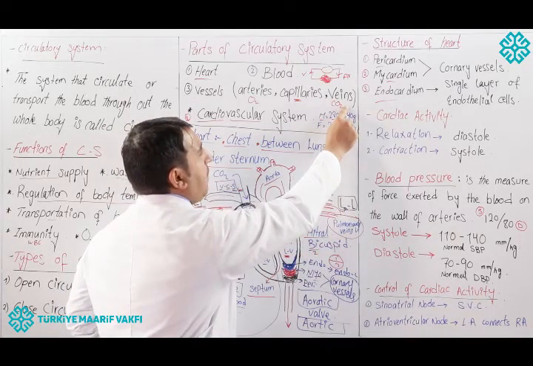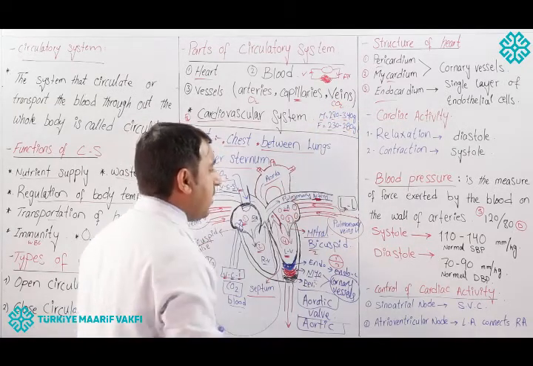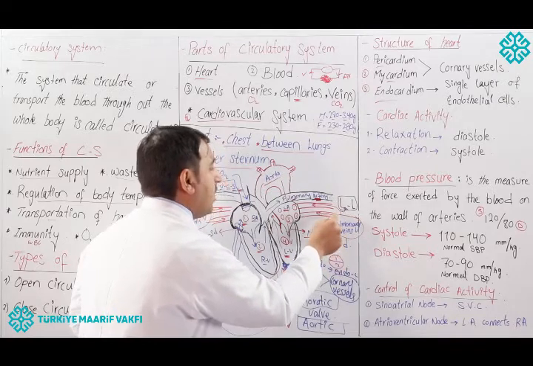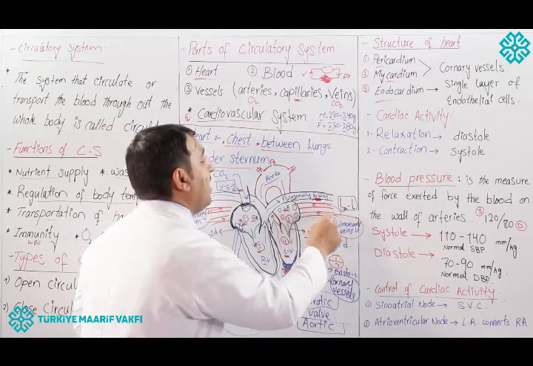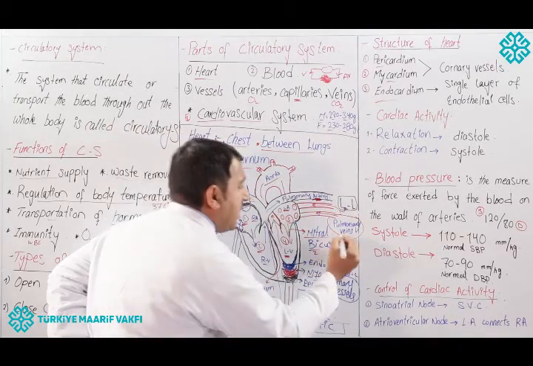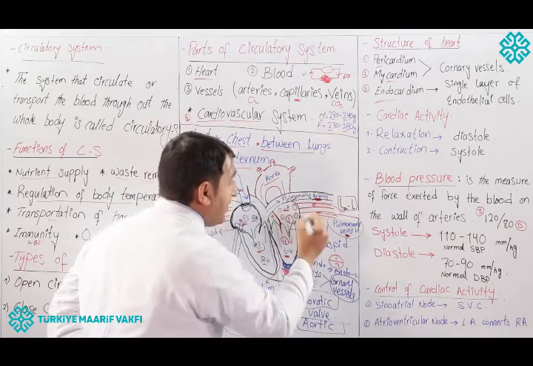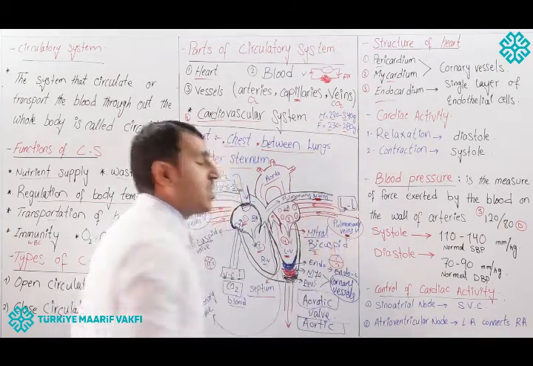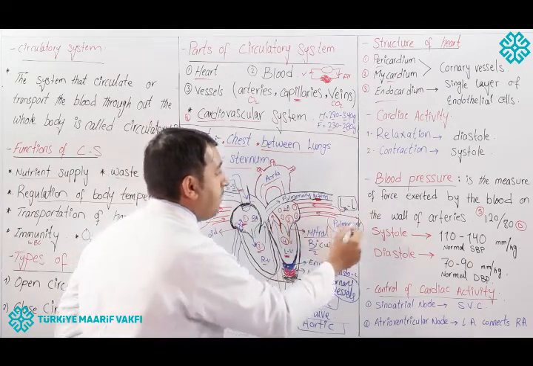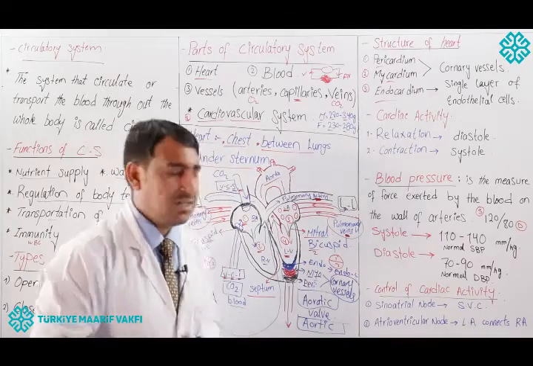We talked about the veins, that veins are the vessels which contain deoxygenated blood. Now here we have some veins which bring the oxygenated blood to the heart. These veins must have deoxygenated blood, but these veins have which type of blood? Oxygenated blood. So it is the exception that pulmonary veins contain the oxygenated blood.